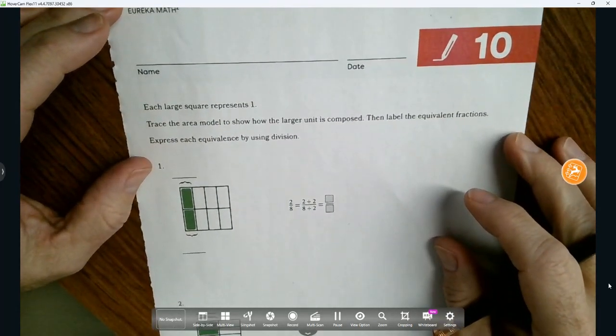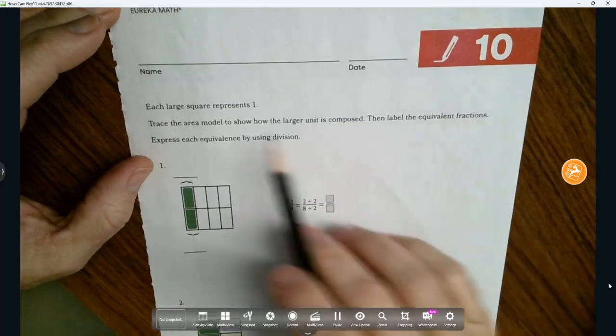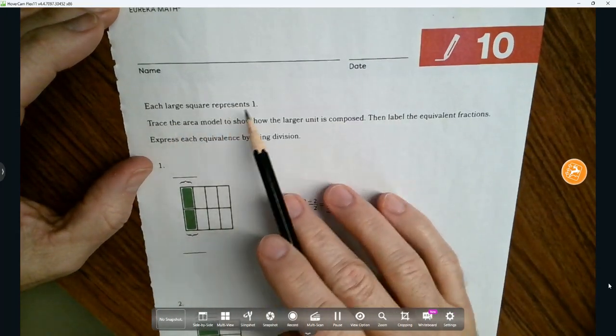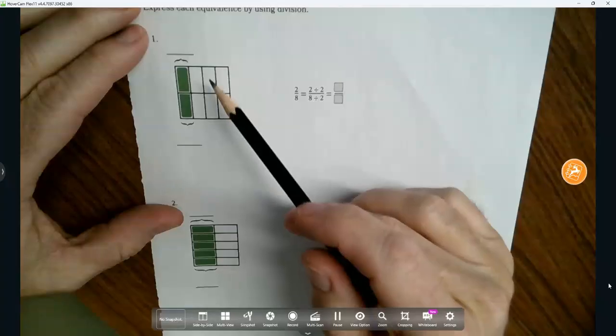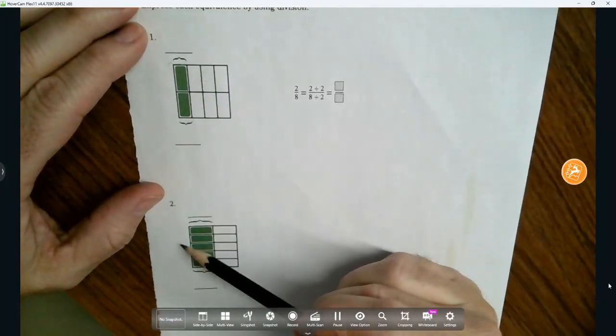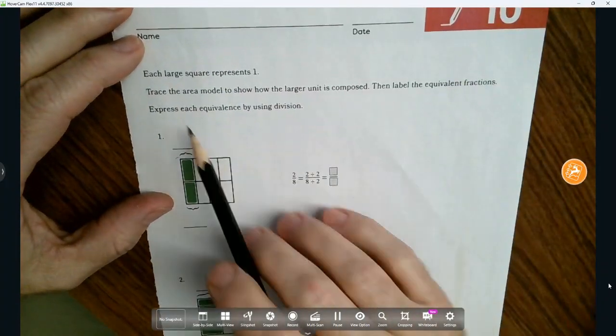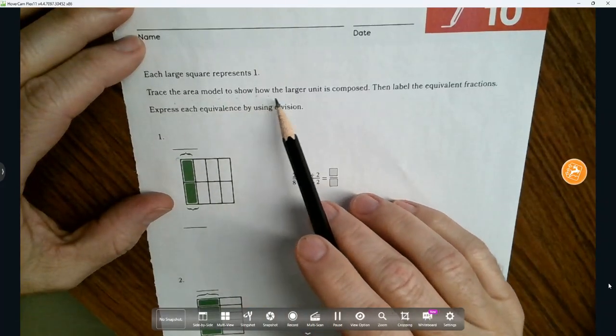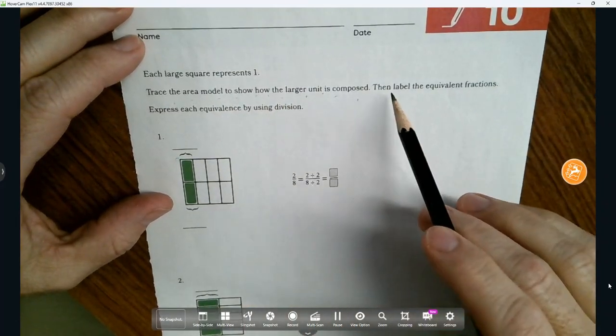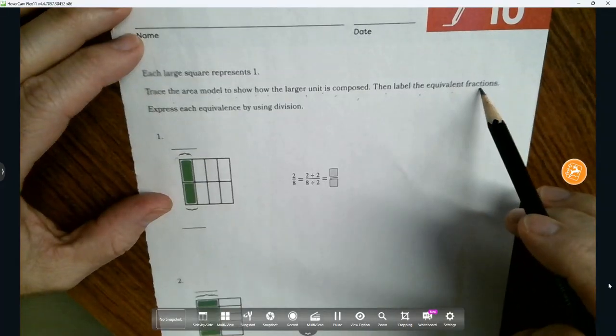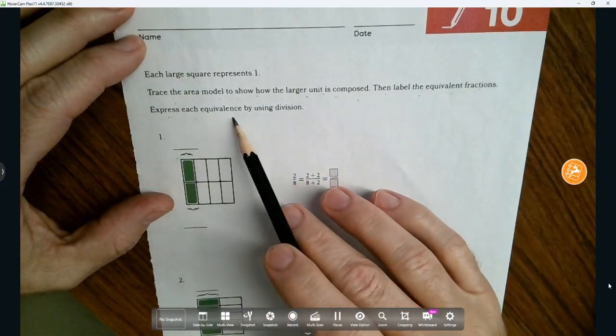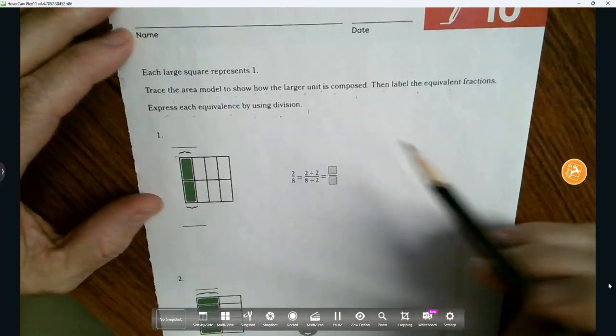All right, let's look at today's assignment. Each large square represents one. So this whole thing is one, and this whole thing is one. Trace the area model to show how the larger unit is composed. Then label the equivalent fractions. Express each equivalence by using division.